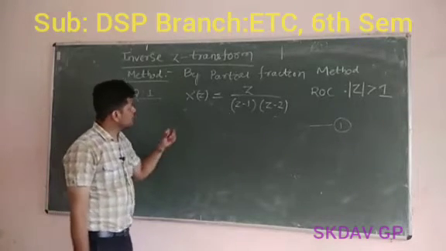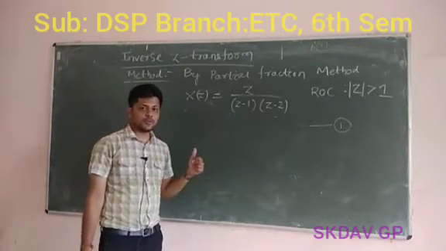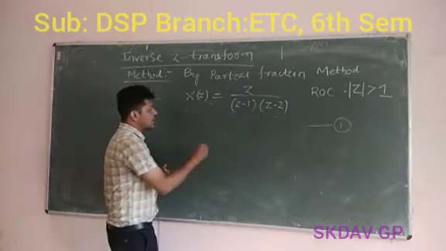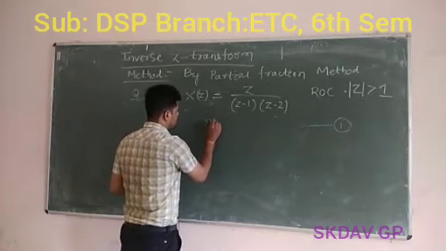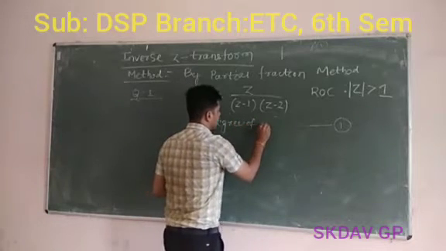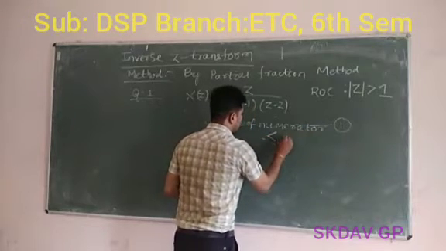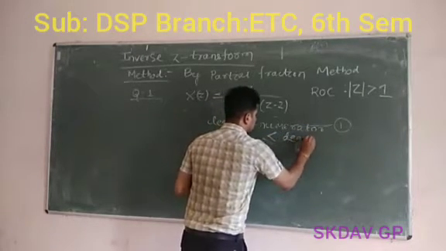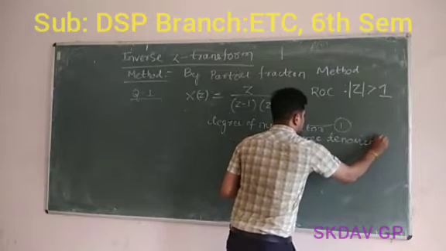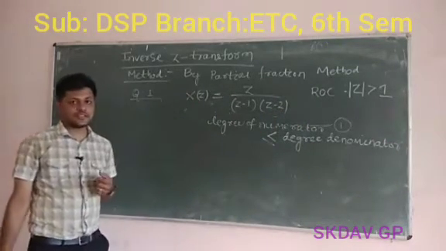Here, when we apply the partial fraction method, there is a condition. The condition is that the degree of the numerator must be less than or equal to the degree of the denominator. Then only we can apply this method, that is the partial fraction method.